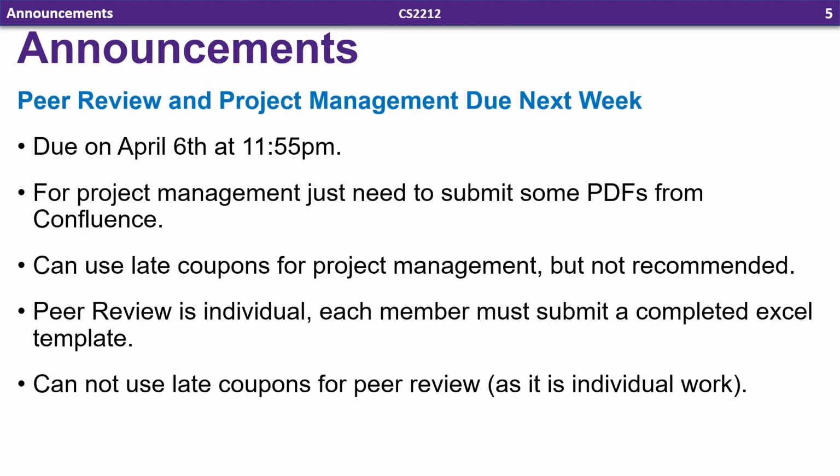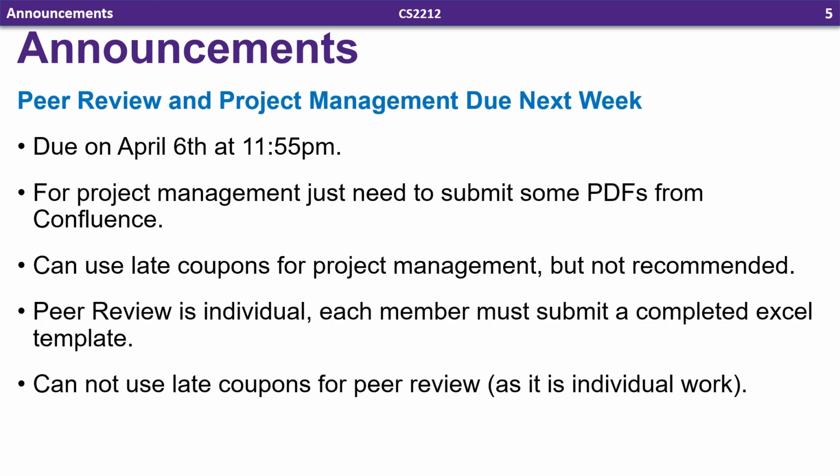I should also talk about the peer review and project management. That's also due next week. Both of those are due on April 6th at 11:55 p.m. For project management, you just really need to submit some PDFs from Confluence, but carefully read that project component so you know what you have to submit. That's mostly going to be graded on how well you've managed your project through the term, how well you've used Confluence and the other Atlassian software. You can also use late coupons for the project management component, but I don't really recommend it since it's not that strenuous, so you might want to save those for implementation and testing.